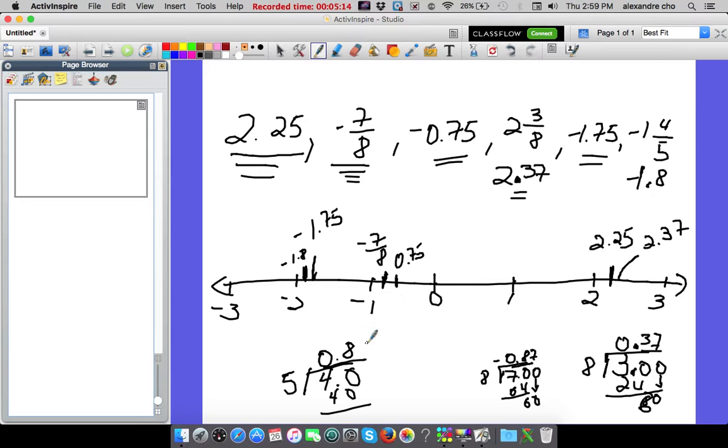Now you can put them in order from least to greatest, and you don't have to think about it. It's just negative 1.8, negative 1.75, negative 7/8, negative 0.75, 2.25, and 2.37. So you go from left to right. Remember, the numbers on your right are always bigger. Okay? So definitely changing these to decimals did help out in this case.